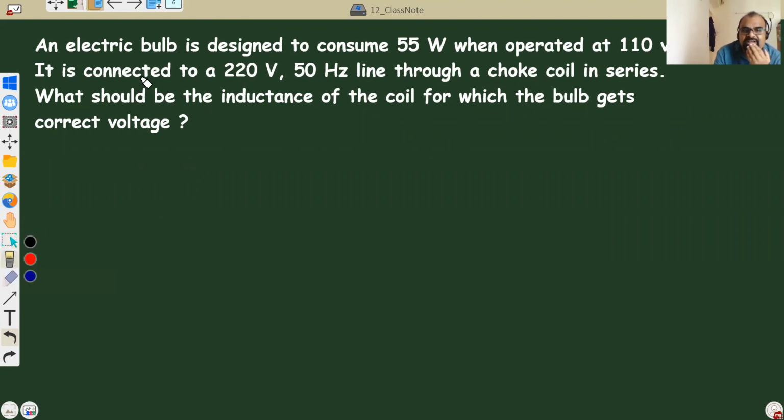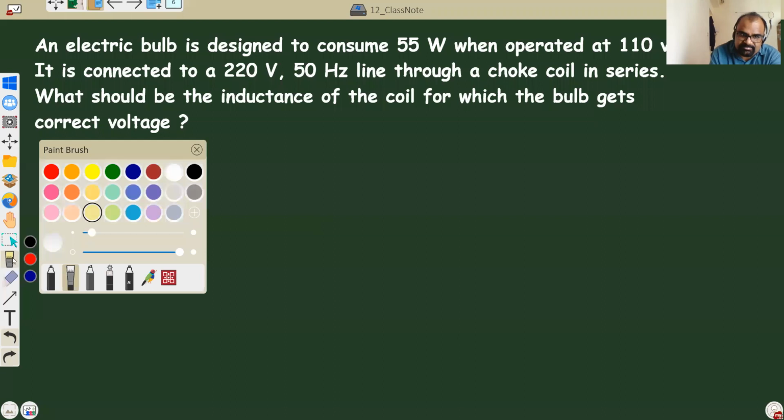Okay, let me read. An electric bulb is designed to consume 55-watt power when operated at 110 volts. But it is connected to a 220 volt, 50 hertz line. Line means AC source. Through a choke coil. Choke coil, you know what? Choke coil means an inductor along with some resistor.